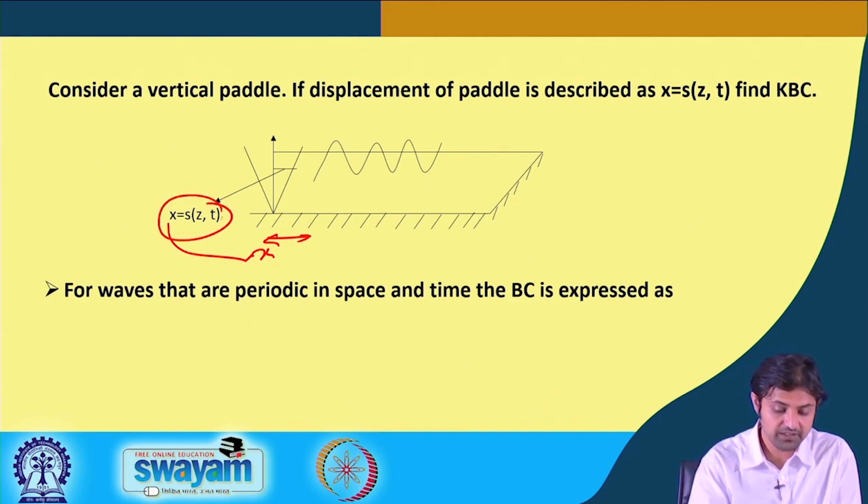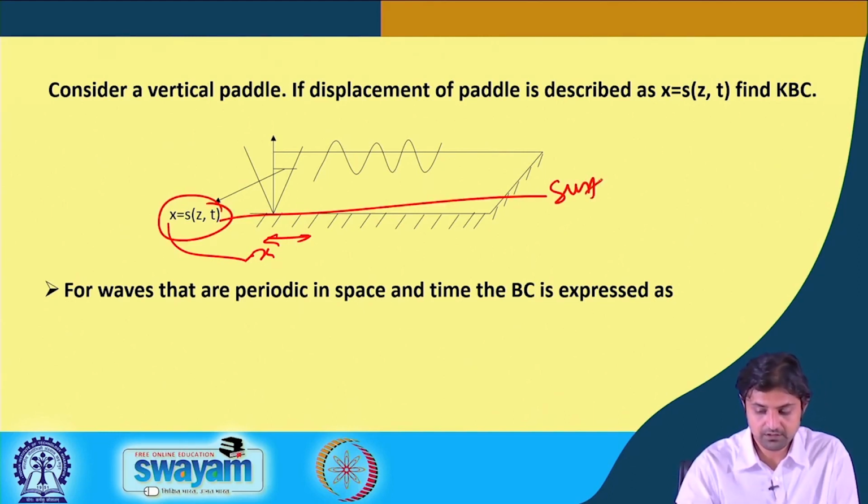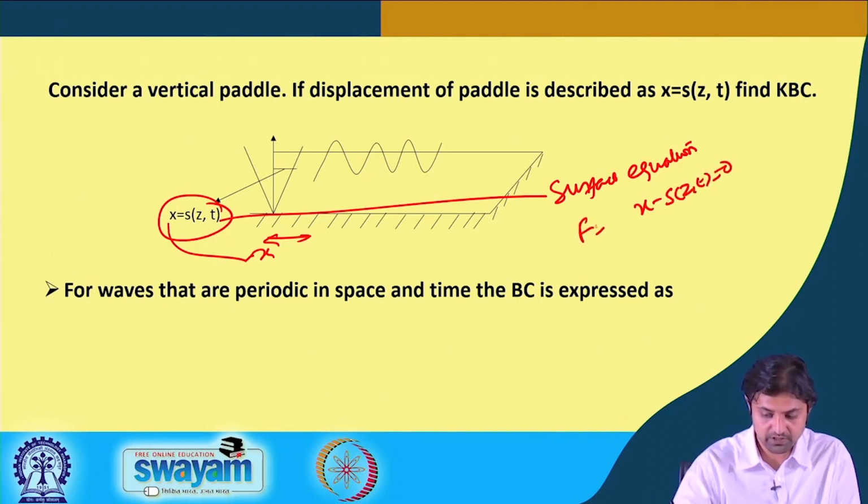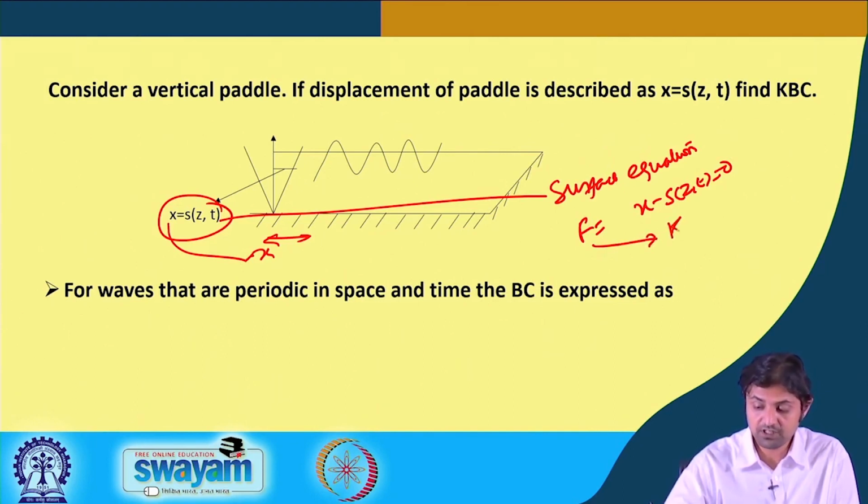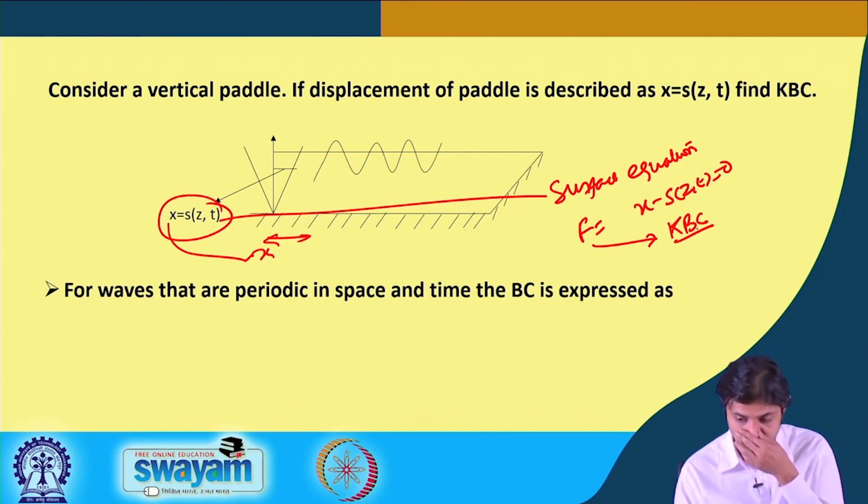So, with this surface equation, x minus s(z, t) is equal to 0, or f, you can use the similar analysis of the kinematic boundary condition. You remember u dot n is equal to minus del f del t by mod del f, all right. The same thing you will get.